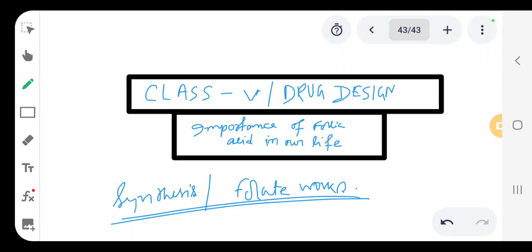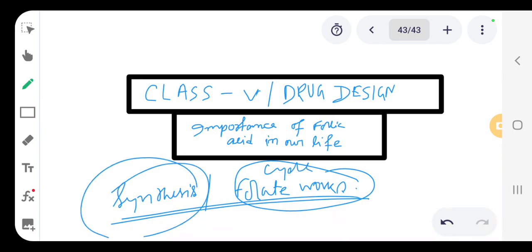So, hello friends. Today we are going to study the same topic which we have studied in the last class, importance of folic acid in our life. And in the last class we have studied the folate, how the folate cycle works, what is the synthesis of folic acid in the bacterial body, and why in our body folic acid is not synthesized. So all those things we have studied in the last class. So that's why we need to know the application of this folic acid.